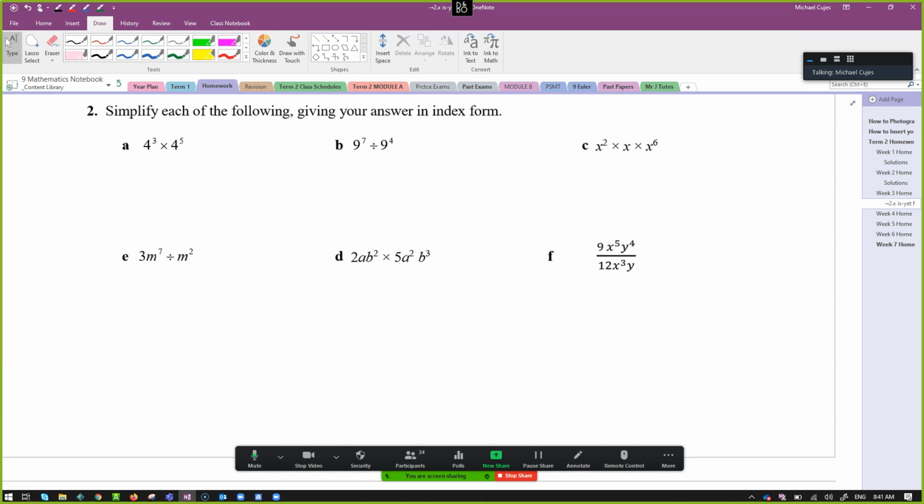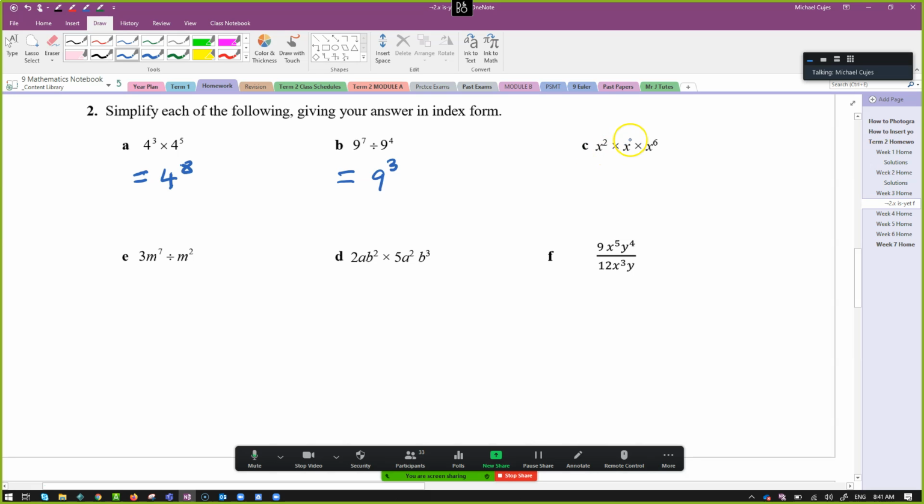All right, just basic index law work here. 4 to the 3 times 4 to the 5. Add the powers. 4 to the power of 8. 9 to the 7 divided by 9 to the 4. We subtract the powers when doing division. This is 9 cubed. It says simplify, give me your answer in index form, so I don't need to evaluate those.